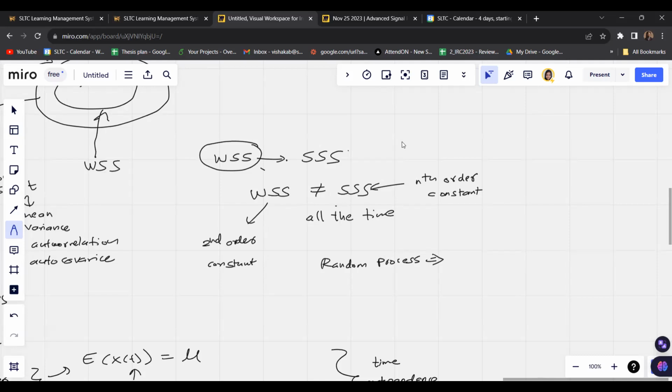That means that if there's a Gaussian random process, this random process will be both wide stationary and also strict stationary, which means that in a Gaussian random process, its statistics up to nth order will be static over time. Up to nth order, the statistics will be the same. Constant statistics will be there, right?